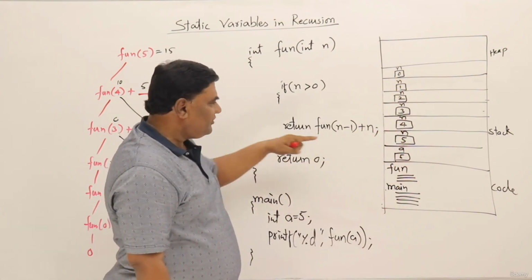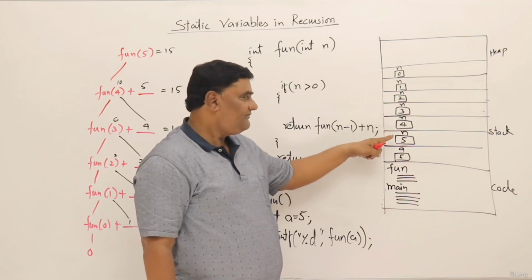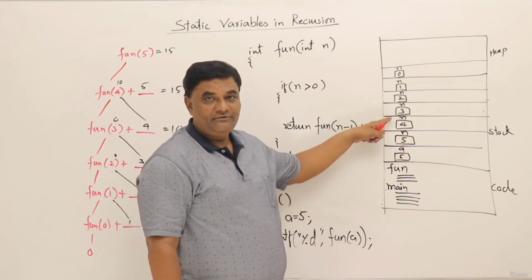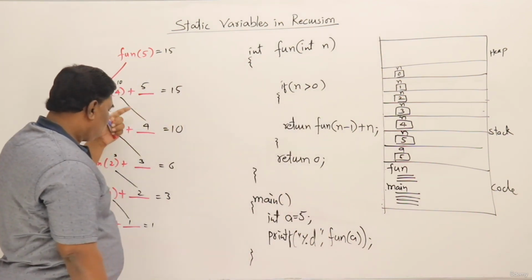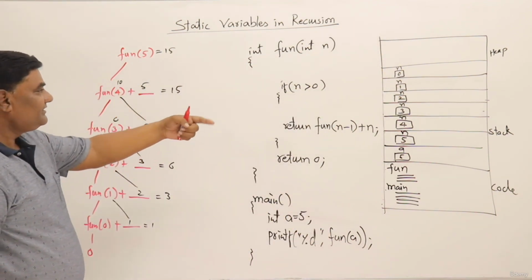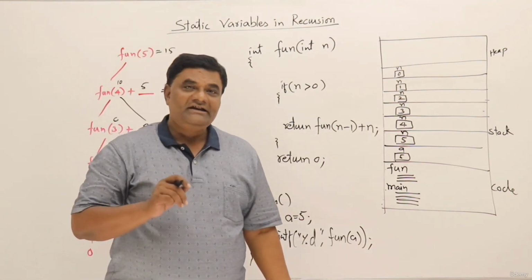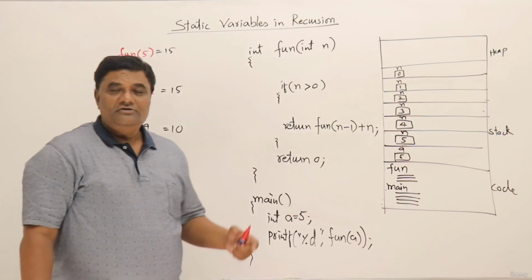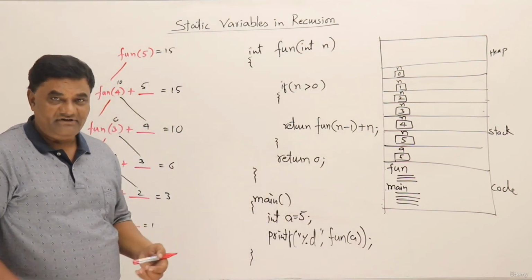Every time for each call, a new variable will be created inside the memory and it will have its value. That is 5, then 4, then 3, then 2, then 1 and 0. So all these values are newly created every time the function is called. This we are aware of for local variables of a function. Now I am going to make changes in this function, then we will see how to handle static variables.